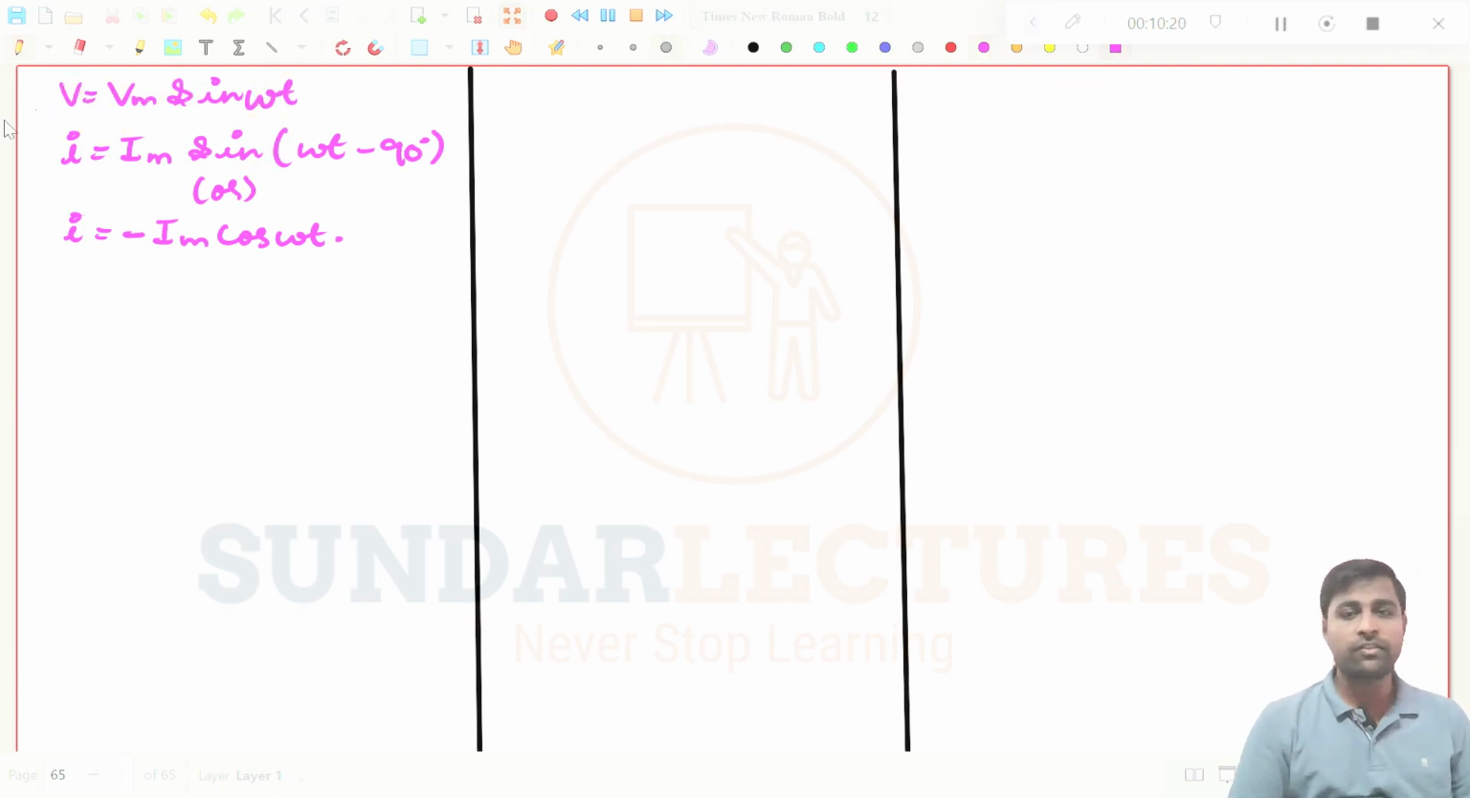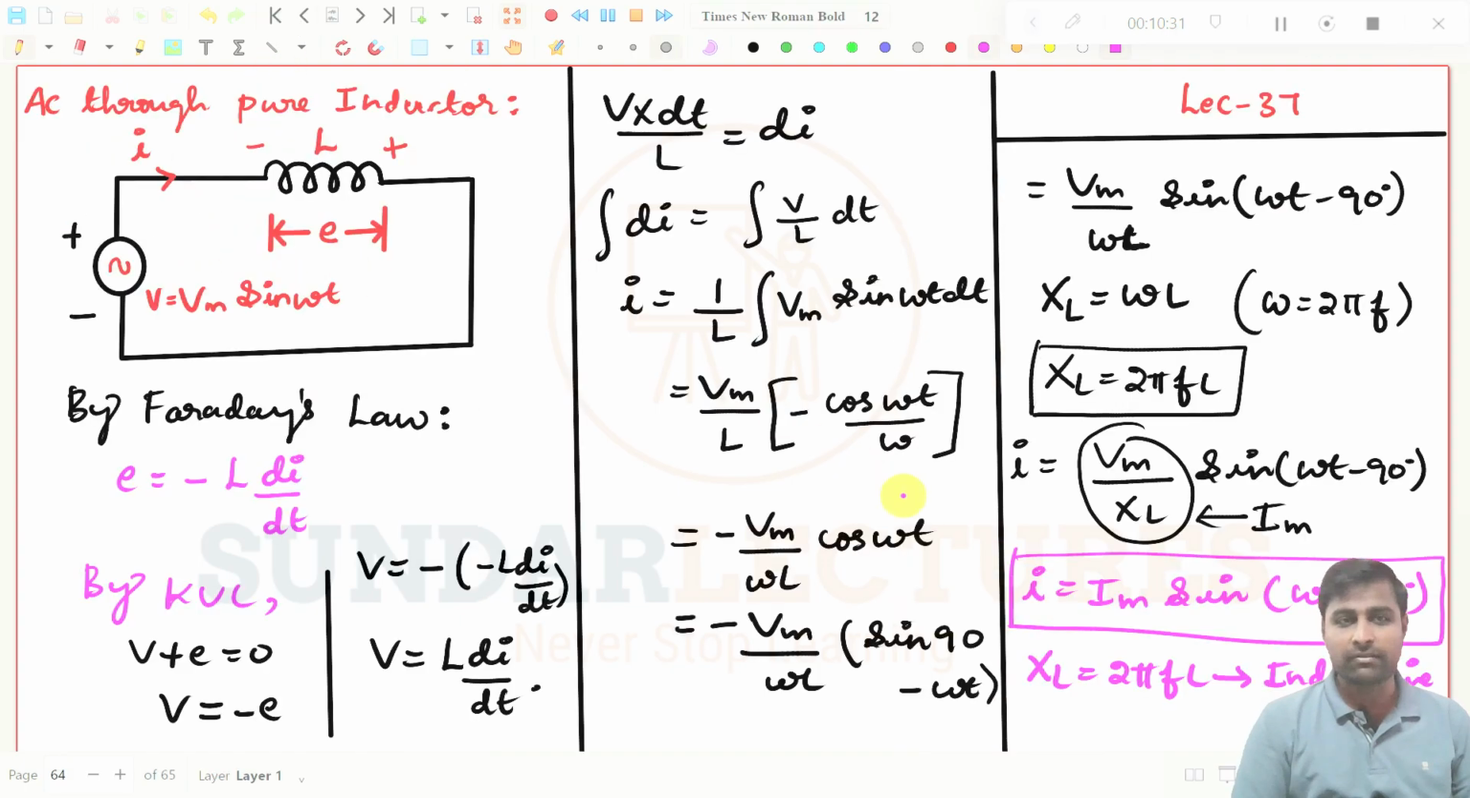Now you see we have taken the expression. V is equal to Vm sin omega t, and I is equal to Im sin of omega t minus 90 degree, which we have already derived. But we can also write it like this. I have just taken it from here. This is nothing but Im, so minus cos omega t I have taken here.